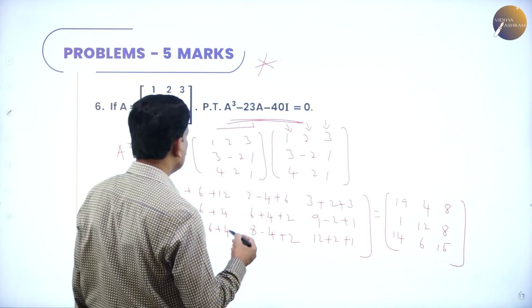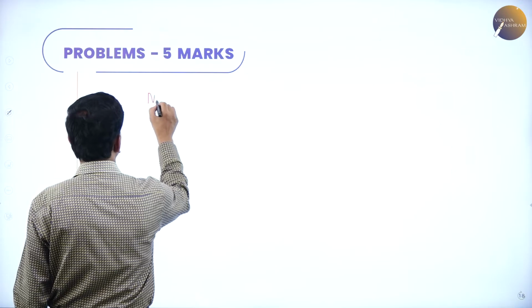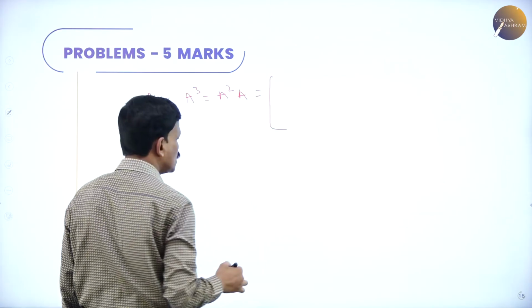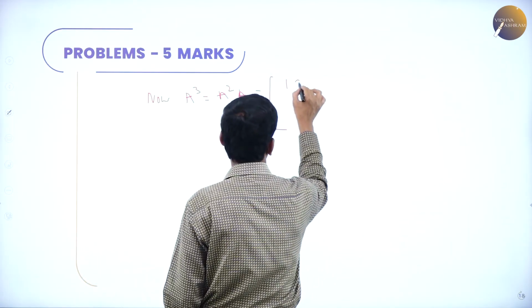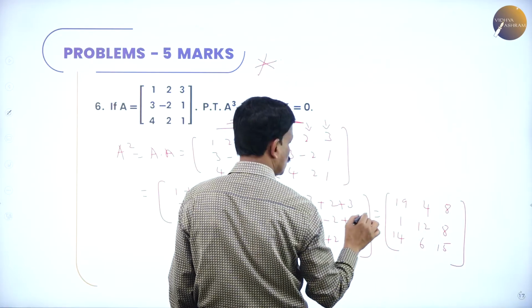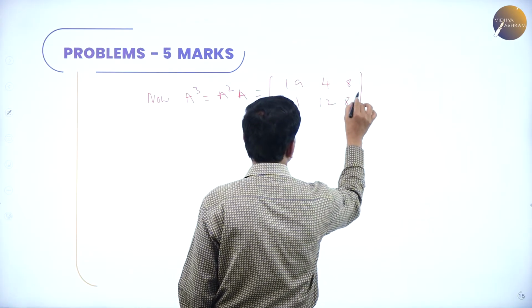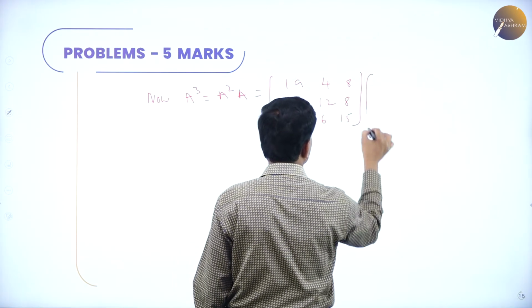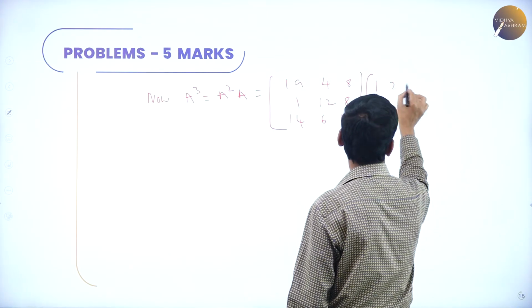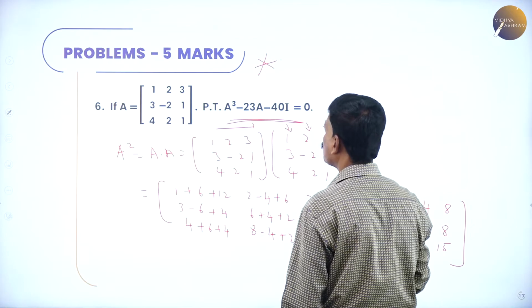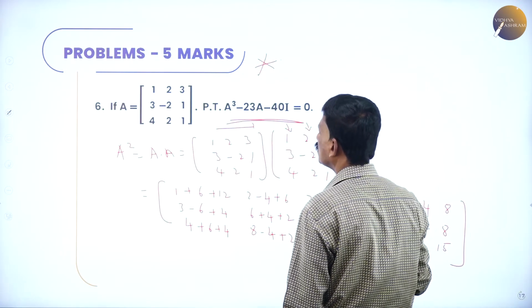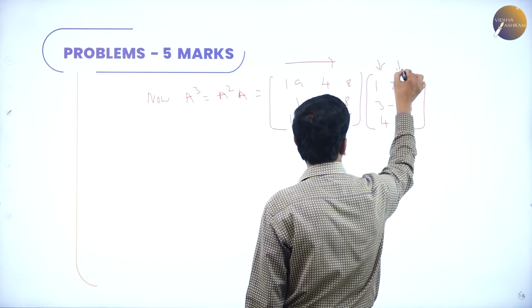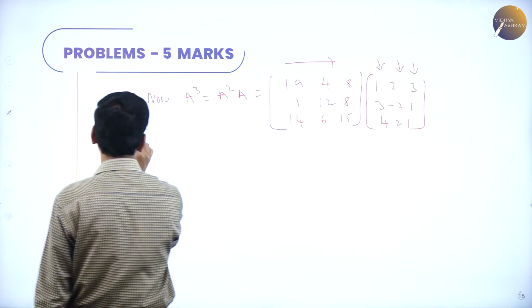Now, find out A cube. A cube is equal to A square into A. What is A square? [19 4 8; 12 8 14; 6 15]... into A. A is [1 2 3; 3 -2 1; 4 2 1]. So, again this is first row, first column, second column and third column. We have to multiply this, that is it.